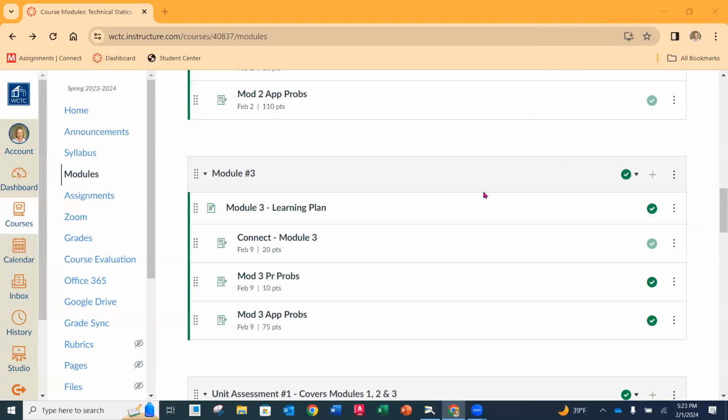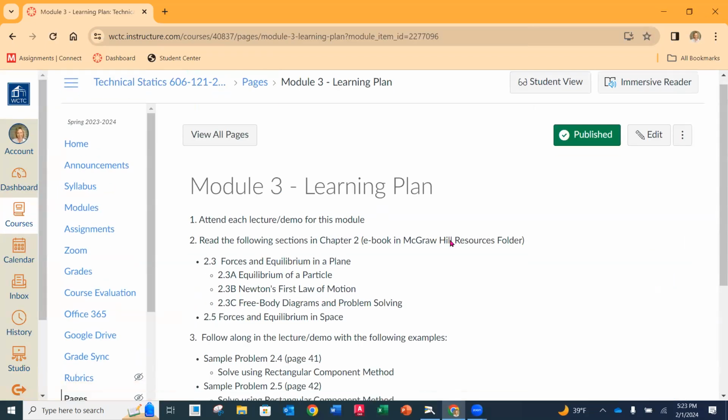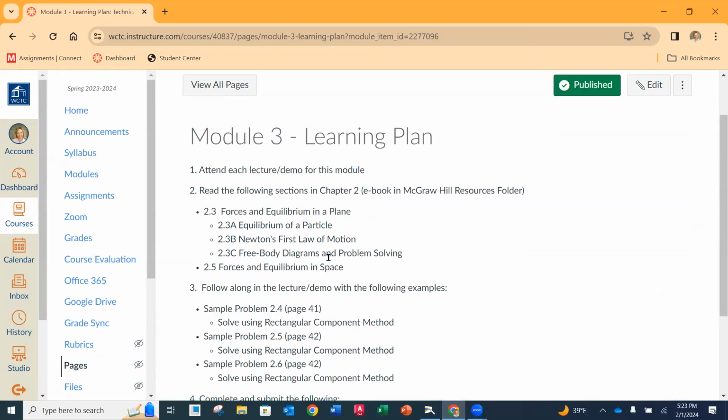Okay, so now we are ready to look at module number 3. Module number 3, we're going to still be in chapter 2, but we're looking at different sections. So let's go into our learning plan for module 3. You'll notice here that we're going to be skipping over to section 2-3. We're going to be looking at forces and equilibrium in a plane.